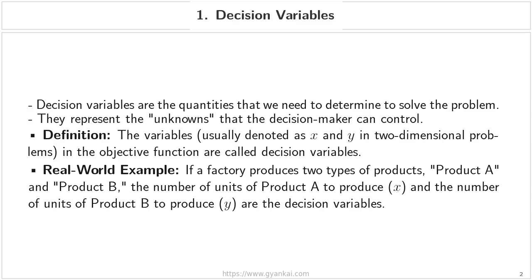Imagine you are running a factory that produces two different items, product A and product B. In this situation, you need to decide exactly how many units of product A to manufacture. Let's call that x, and how many units of product B to manufacture. Let's call that y. These values, x and y, are your decision variables. Once we determine the best values for x and y, we can move on to defining our goal, which is the objective function.